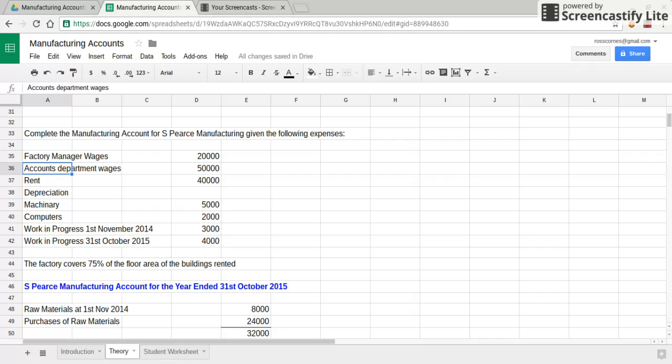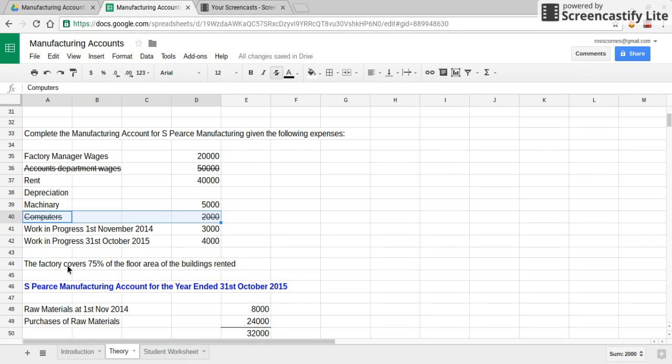So looking down here, factory manager's wages, clearly that links to the manufacturing process. However, accounts department don't, so that shouldn't go in. Rent, we'll come back down to that one in a few moments. Then we've got depreciation on machinery. That will be a factory expense, but the computers will be used by the admin function of the firm, and therefore that depreciation won't go in. So make sure that you've identified anything that shouldn't go into the manufacturing account. And this is quite common as well.